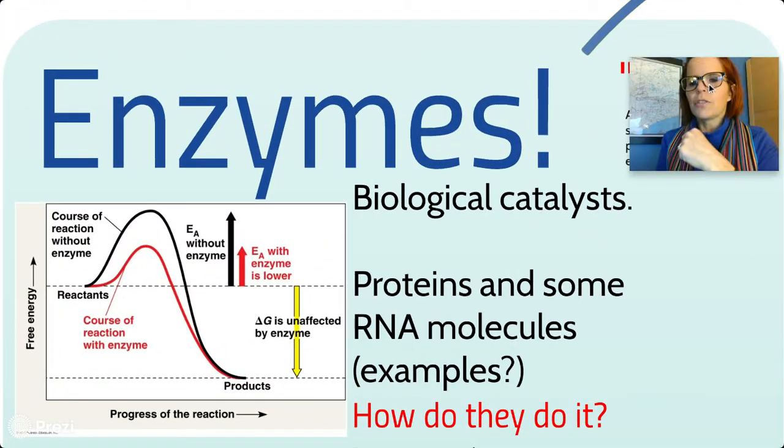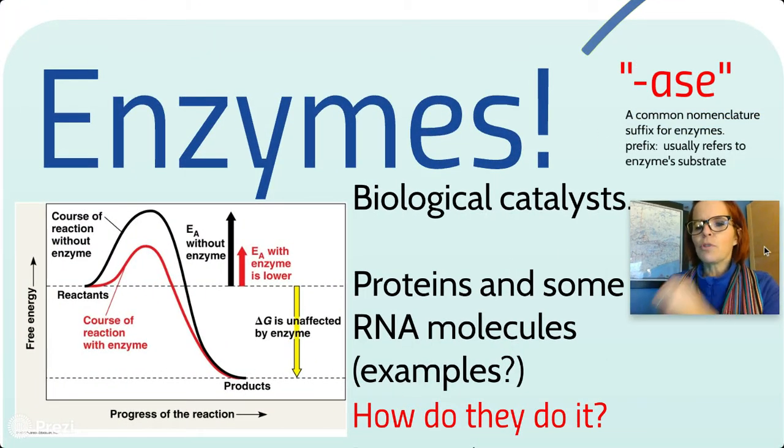First of all, enzymes almost always in biology end with the letters ASE. It's a common nomenclature suffix for enzymes. So we're going to do a liver lab if you haven't done it already. The enzyme is called catalase. There's topoisomerase. There are so many ASEs. I'm having trouble thinking of all of them right now.